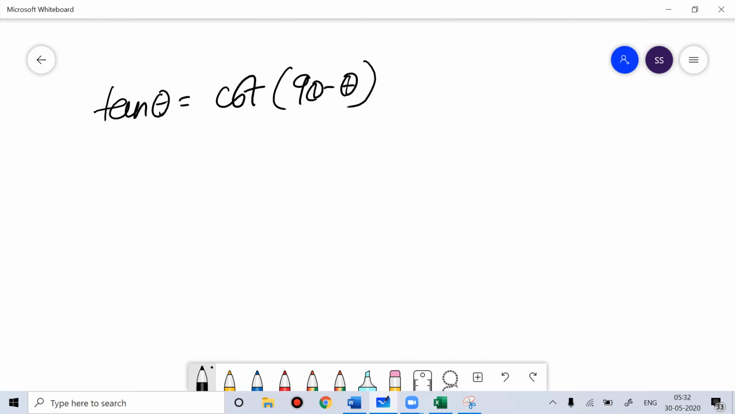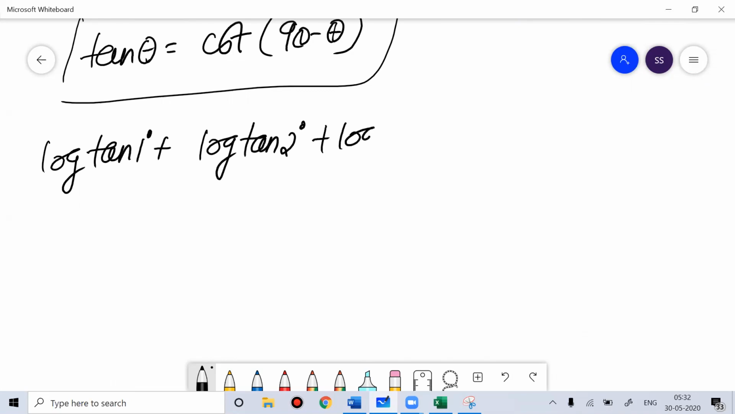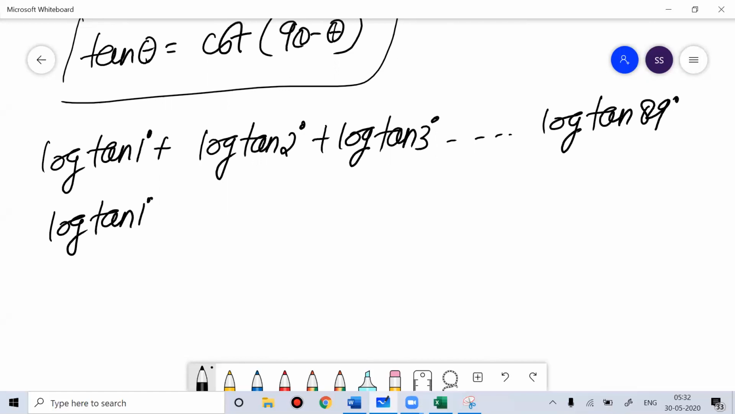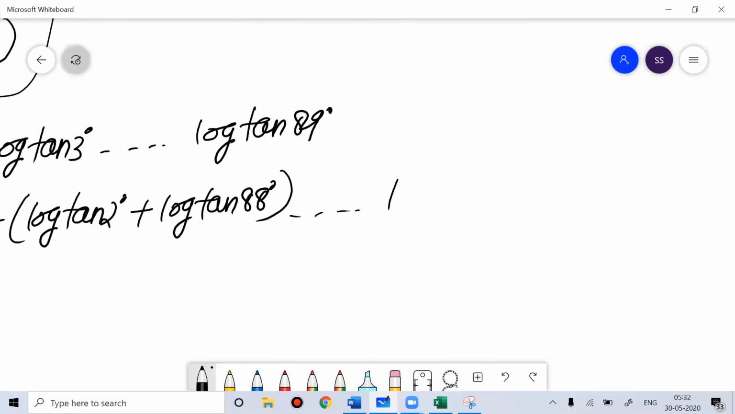Everyone knows this. Now going further, I can write log of tan 1 degree plus log of tan 2 degree plus log of tan 3 degree till log of tan 89 degree. So you can write this as log of tan 1 degree plus log of tan 89 degree, plus log of tan 2 degree plus log of tan 88 degree. Like this you can go further and write log of tan 44 degree plus log of tan 46 degree.